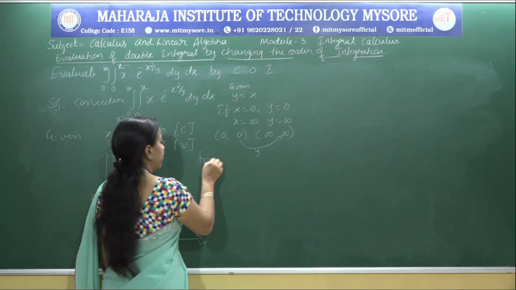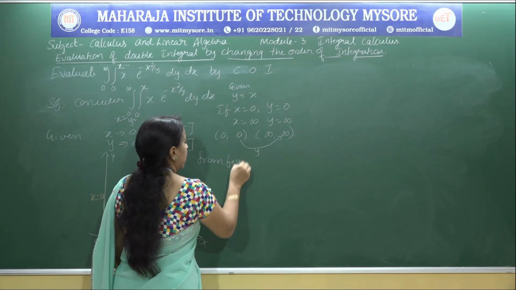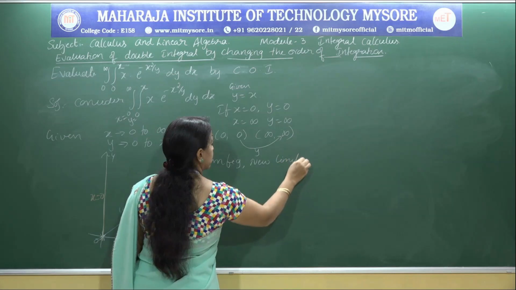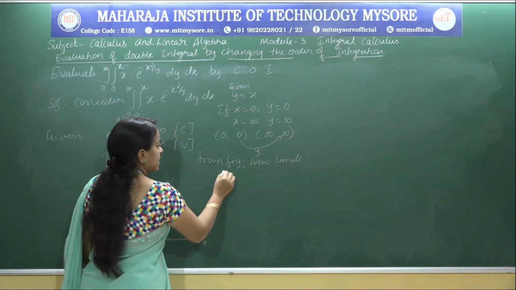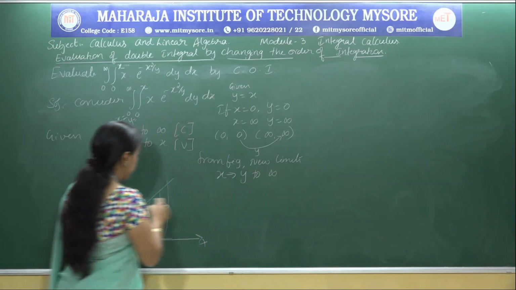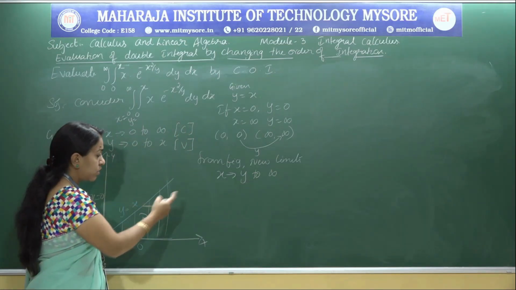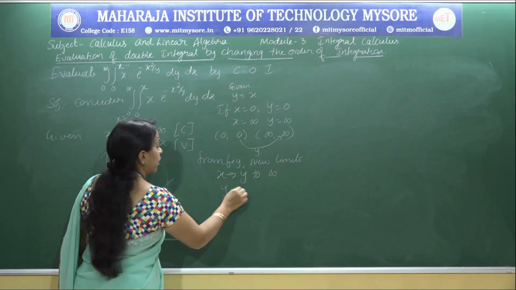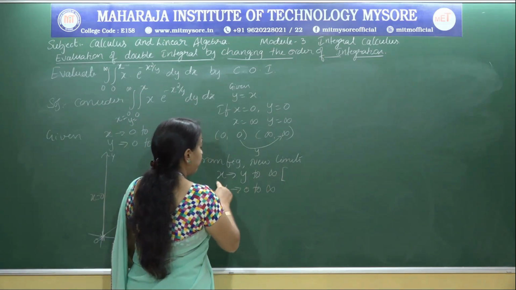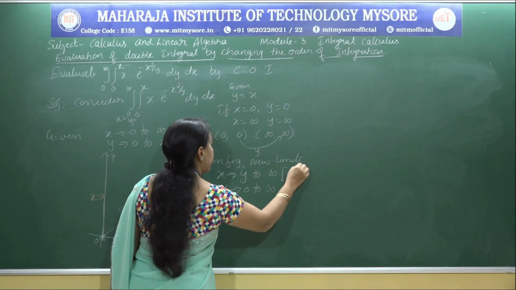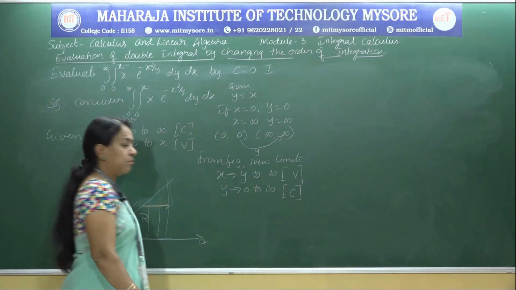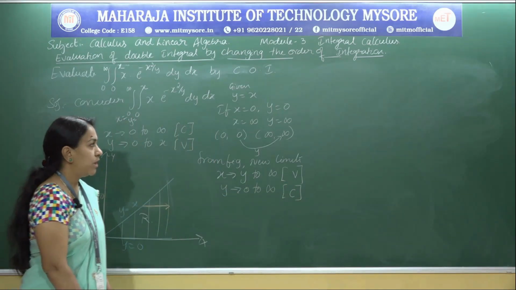So from the figure, the new limits are: x varies from y to infinity, and y varies from 0 to infinity. So we change x as a variable limit and y as a constant limit. That will be our new limit.